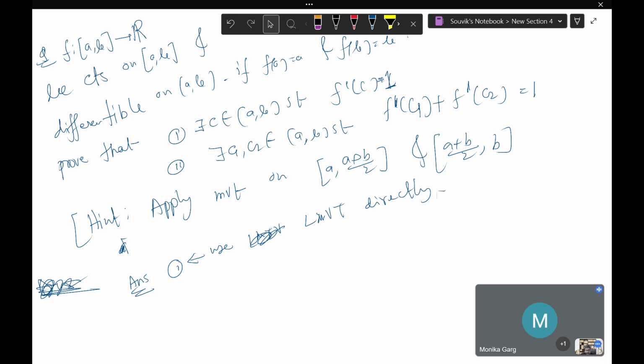Surprisingly, it is coming out to be 2, not 1. It's f'(c1) plus f'(c2).